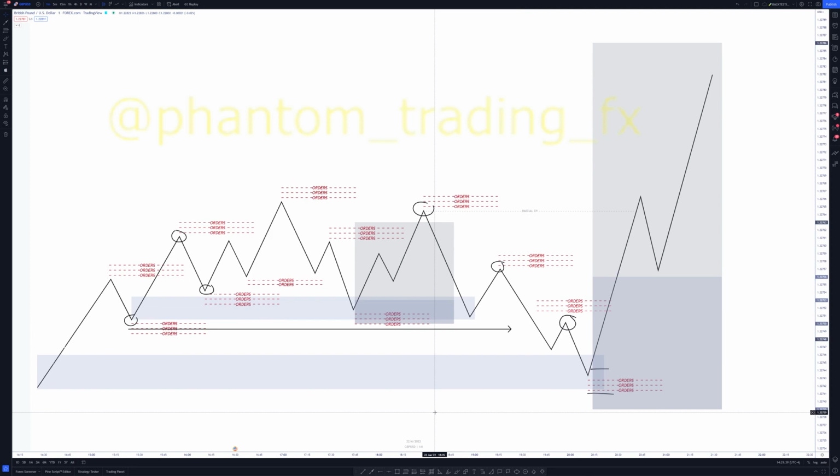So it's not like you have to reinvent the wheel, sit here and try to figure out what liquidity is and how to use it within your trading strategy. We've done it all for you, right? So let's move on to some real world examples.